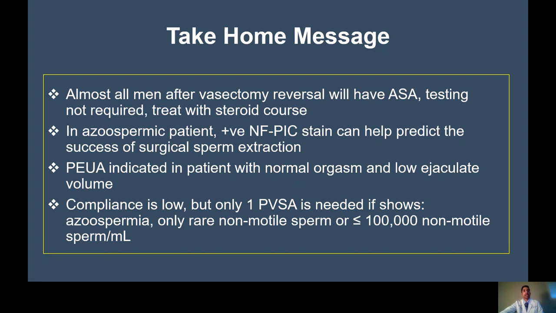Post-ejaculatory urinalysis is indicated in patients with normal orgasm and low or no ejaculate volume. It is also important to obtain a good history, whether they're diabetic, have a neurologic condition, or previous surgery to the bladder neck, prostate, etc.